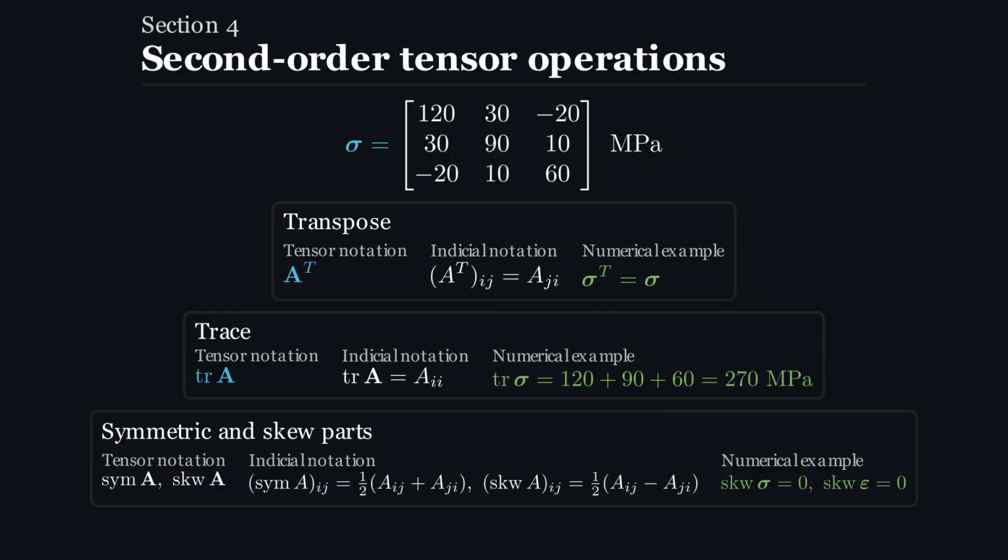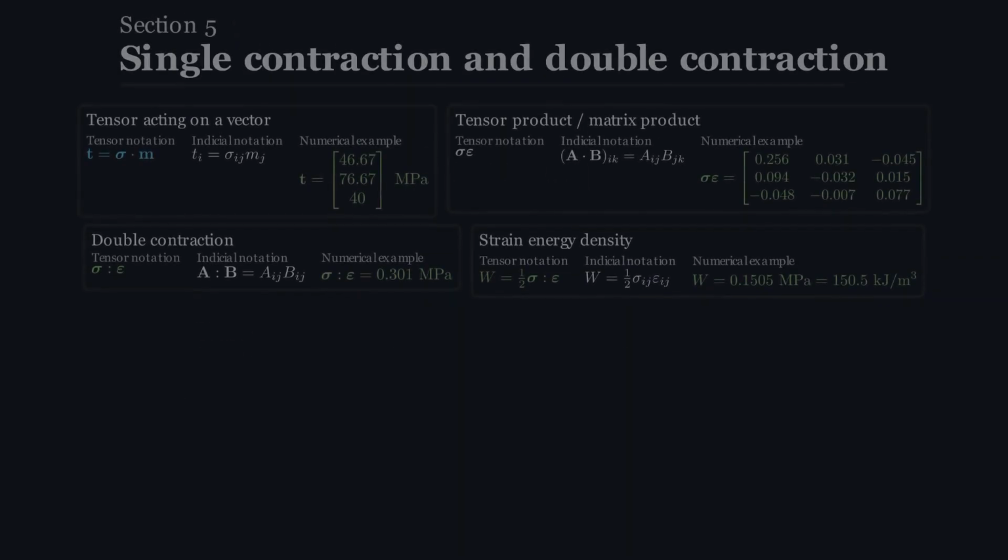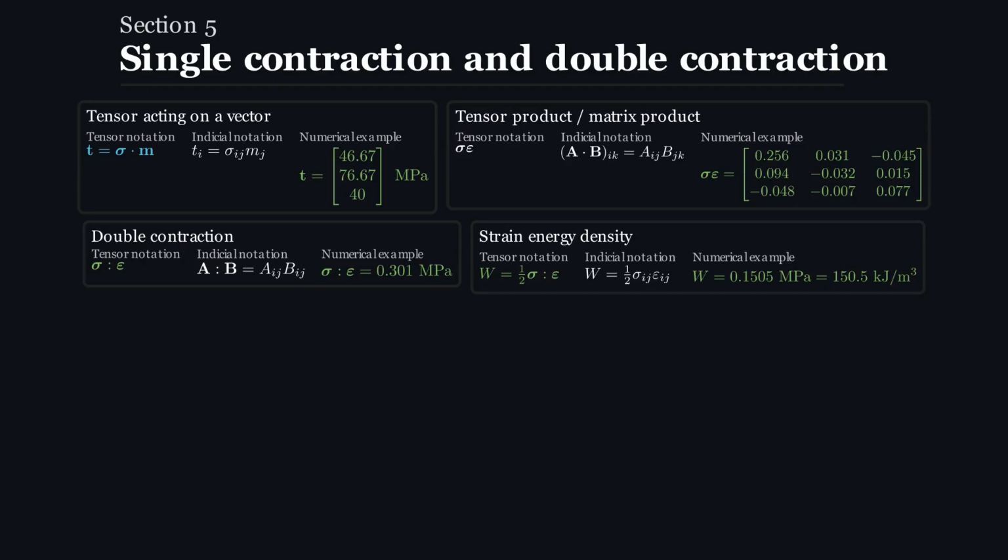The trace contracts the diagonal. And every tensor can be split into symmetric and skew parts. In classical small strain solid mechanics, stress and strain are symmetric. A single contraction gives the traction vector when stress acts on a plane normal.